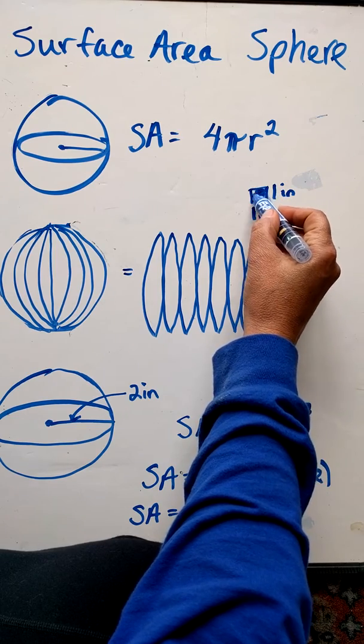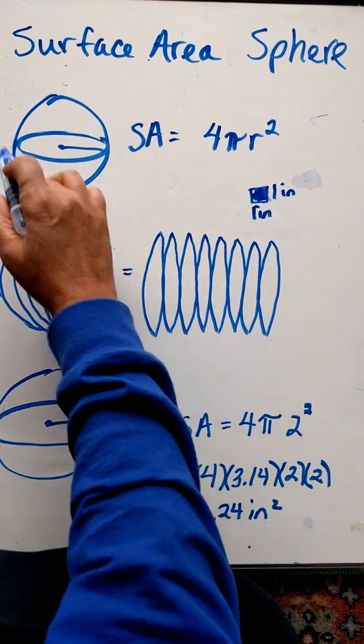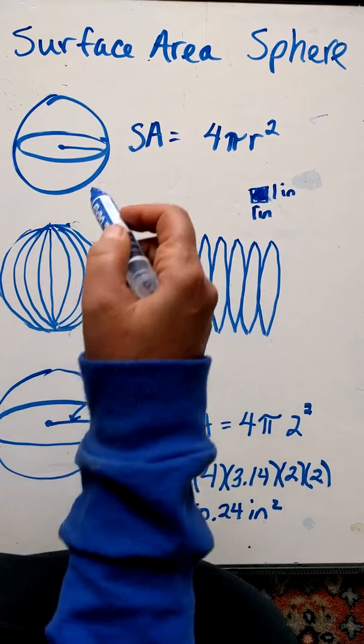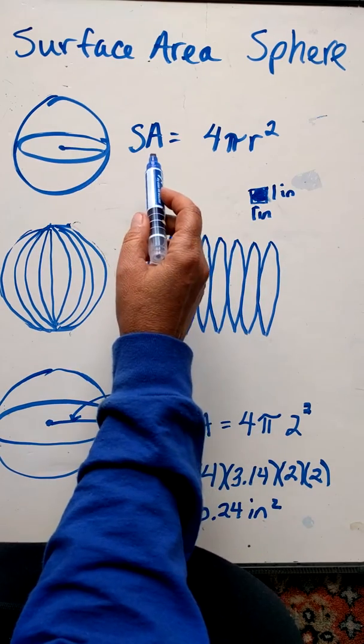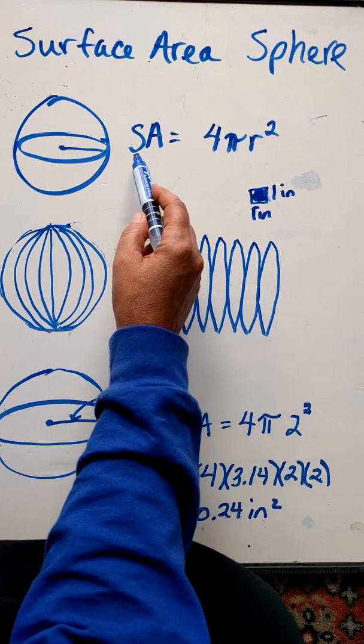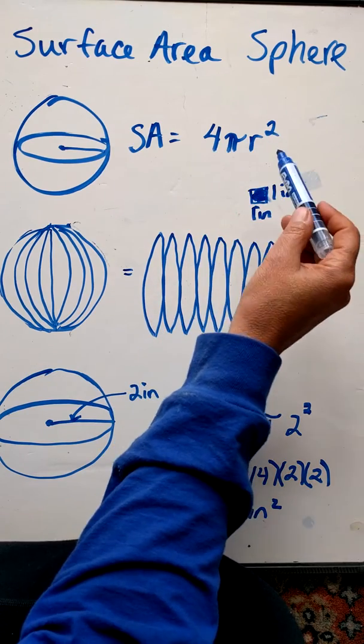So this patch, how many of these patches can we put around these 1 by 1 patches? How many 1 square inch patches can I put all around the outside of this ball? That's what surface area is. And for a sphere, the formula for surface area would be 4 times pi r squared.